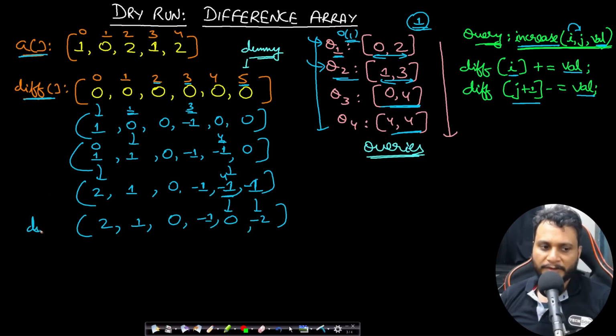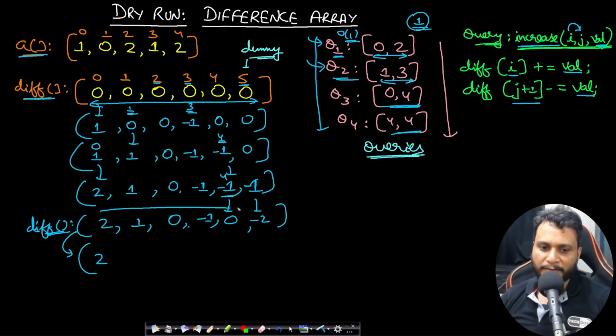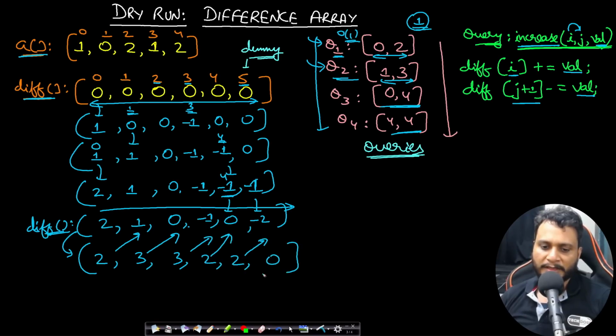So the final difference array that you get here is 2, 1, 0, minus 1, 0, minus 2. Now I can easily get the actual array. If you had started with all the zeros, then what would be the actual array after performing all these operations? It will be 2. You just find the cumulative frequency moving left to right. 2, 2 plus 1, 3, 3 plus 0, 3, 3 plus minus 1 will be 2, 2 plus 0 will be 2, 2 plus minus 2 will be 0. This is a dummy value. You should ignore it. It is an extra entry.